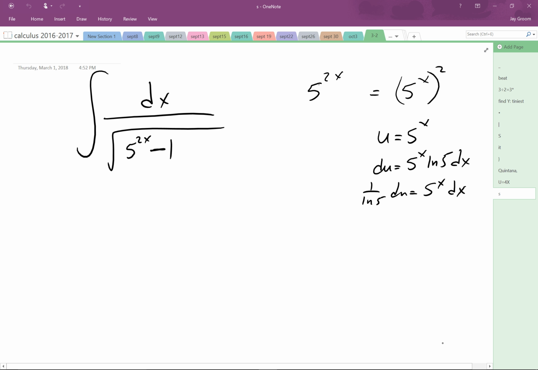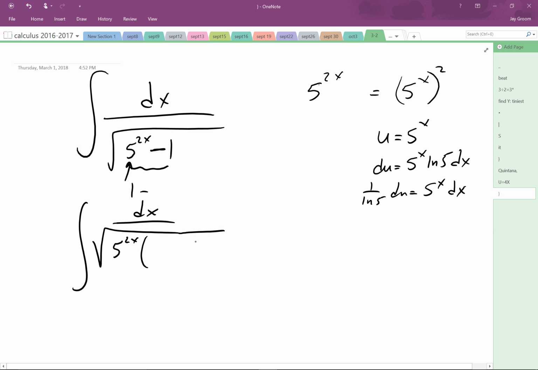Okay, let's tweak this out. Let's go back and look at this. We don't have any that are like this. We have ones that are 1 minus, yes? That means I kind of need to change this guy into a 1. All right, that's easy enough. How do I do that? Well, what I'm going to do is factor a 5 to the 2x out of both of these. And I'm going to be left with 1 minus 5 to the negative 2x. Are you with me?